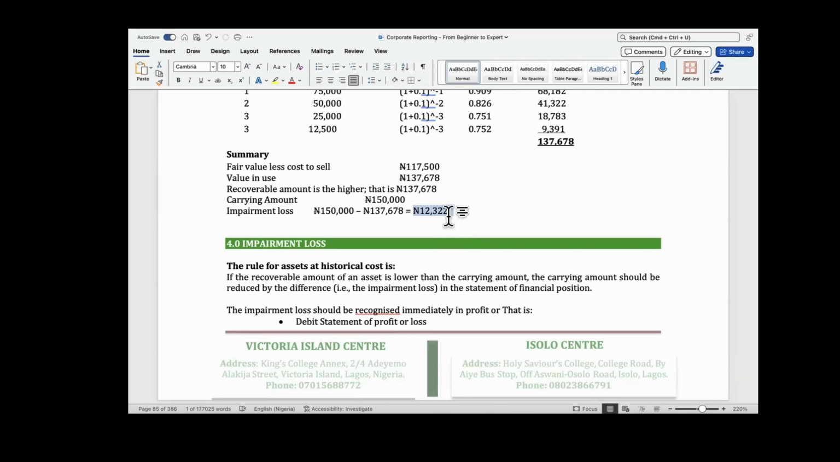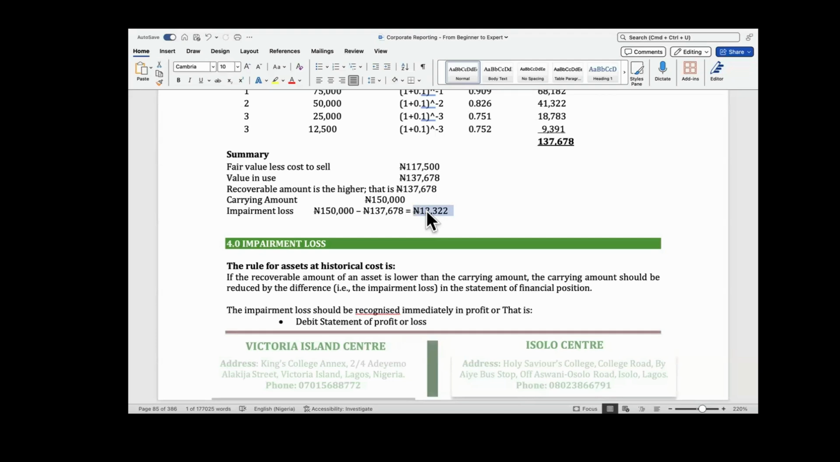But where will the credit go? Automatically, the credit will reduce the asset so that it can come down to its recoverable amount, and it's no more than that. But you have to be very careful. For an asset in which there was a previous revaluation surplus, you will treat this impairment loss exactly like revaluation deficits.